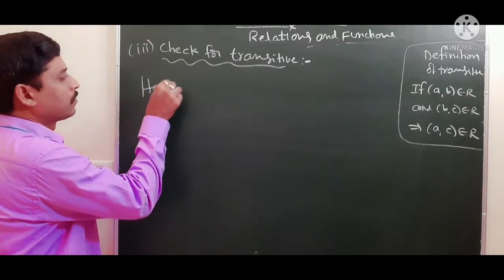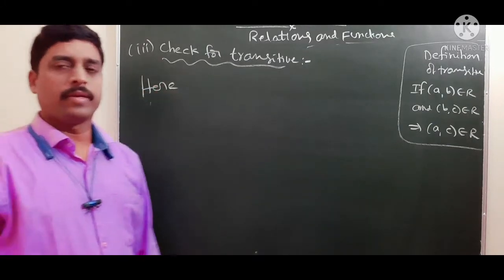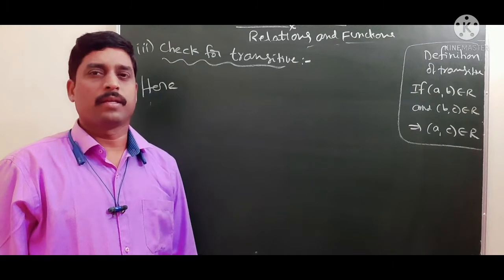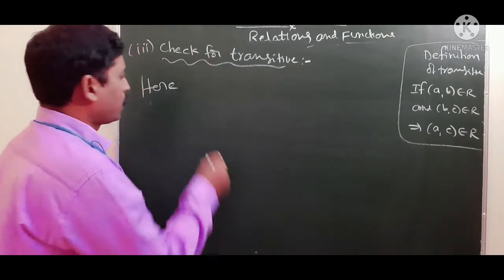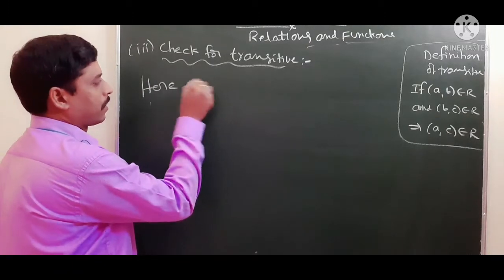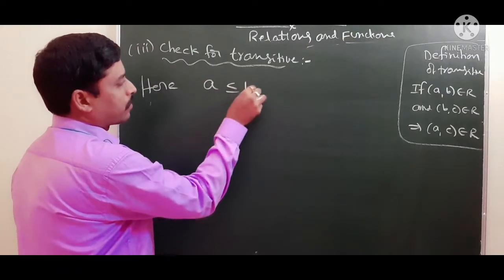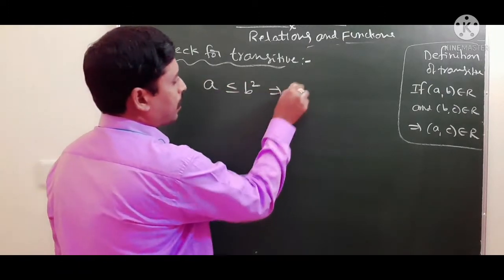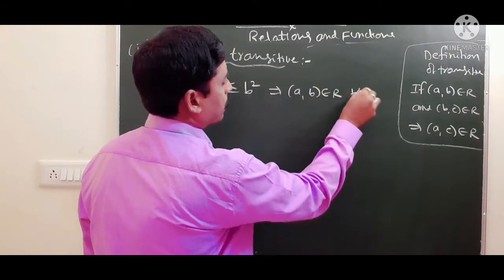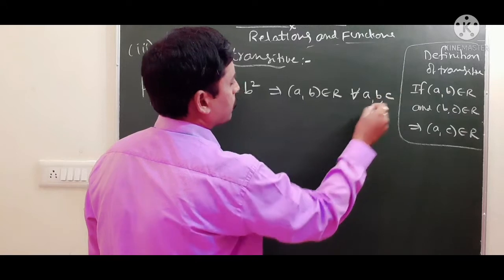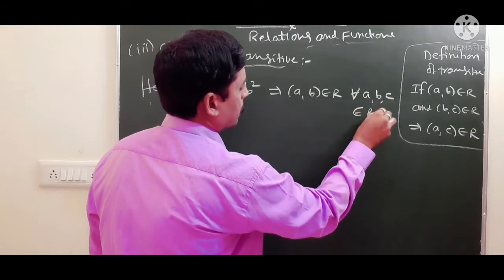Here, what is the given condition? A less than or equal to B squared. So let us take one example. A less than or equal to B squared implies (A, B) belongs to R, for all A, B, C belonging to any real numbers.